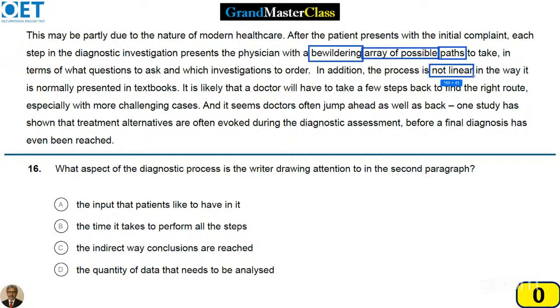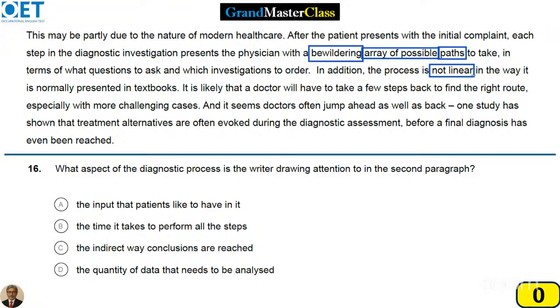Linear means one line, a direct line. Not linear. In the way it is normally presented in textbooks, it is likely that the doctor will have to take a few steps back. He has to go back and find the right route. So he's not going directly, he has to go back, especially with more challenging cases.